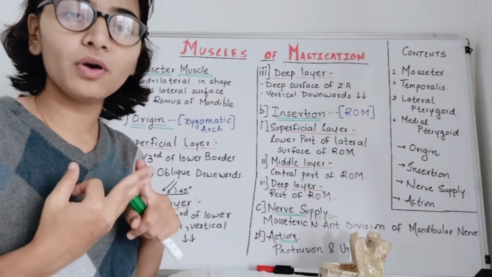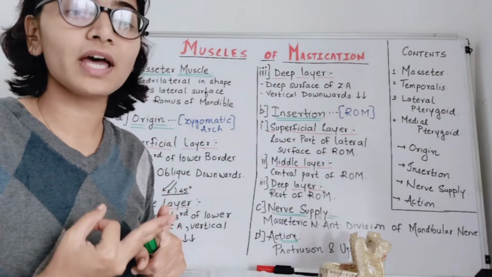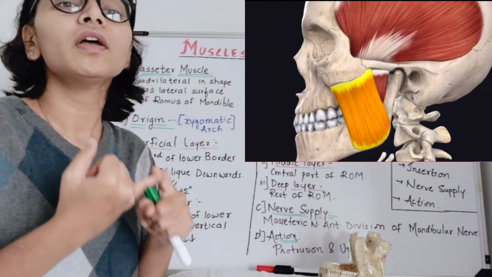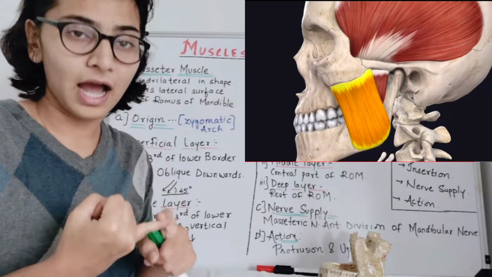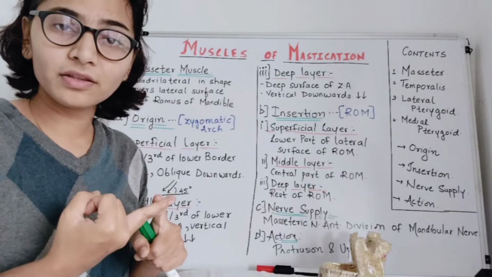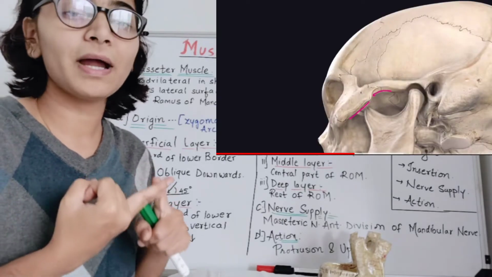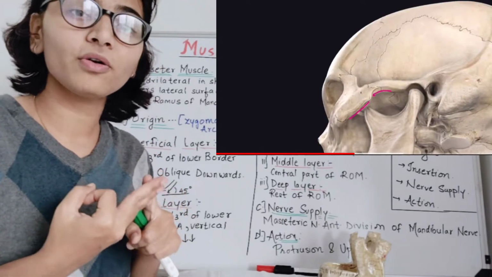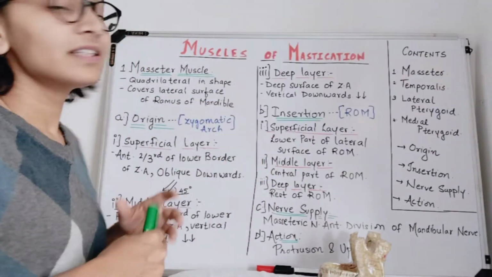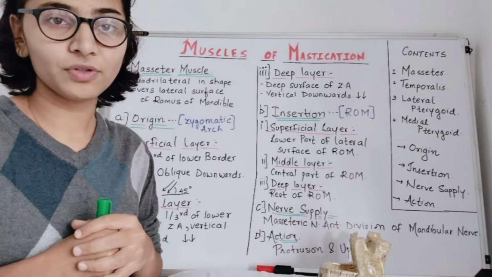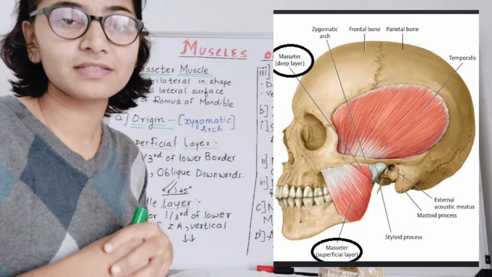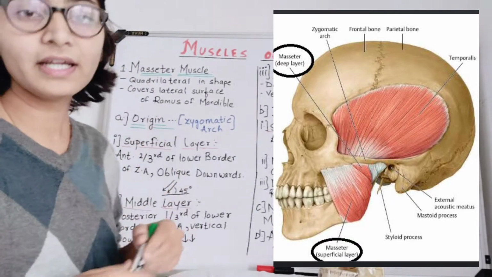If we talk about the origin of these three layers: superficial layer originates from the anterior two-third of lower border of zygomatic arch. Middle layer originates from the posterior one-third of lower border of zygomatic arch. And deep layer originates from the deep surface of zygomatic arch. These are all the simplified things which I have told. So here we derive the common thing, that is origin of the masseter muscle is from the zygomatic arch.